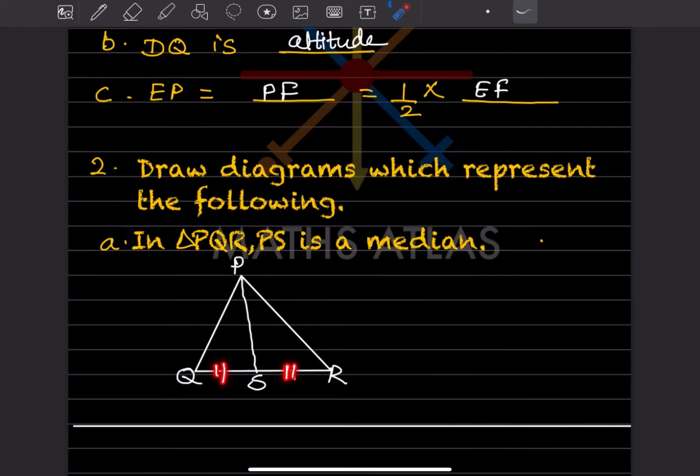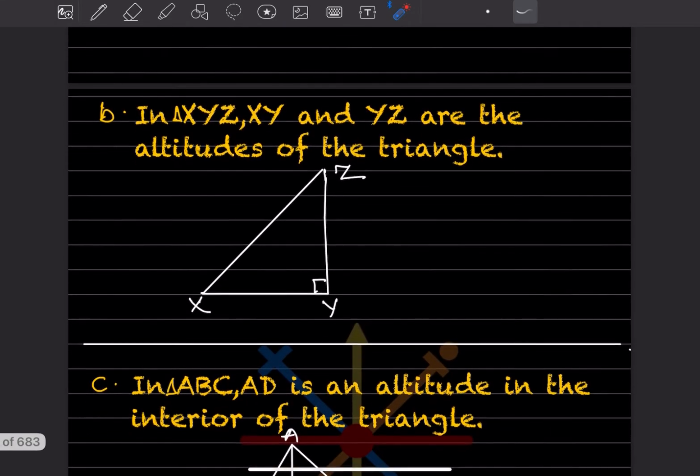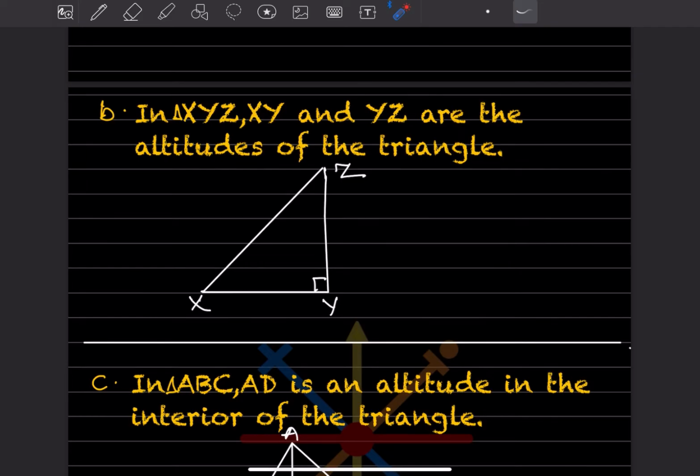That means QS is equal to SR and S is the midpoint of it. So this is the diagram we can draw for this one. In the next one, in triangle XYZ, XY and YZ are the altitudes of the triangle. This is only possible in the case of a right triangle. So let us draw the right triangle.